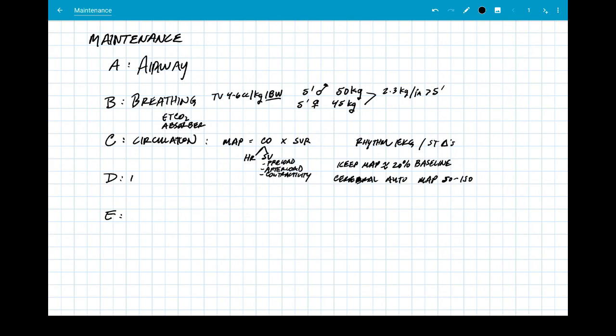D stands for depth of anesthesia. And I'm also going to say depth of your neuromuscular blocker when appropriate. Is it appropriate for the patient's condition? E stands for emergence. Do you have your drugs drawn up and ready for emergence? Are you moving towards emergence, and what is your plan for emergence?